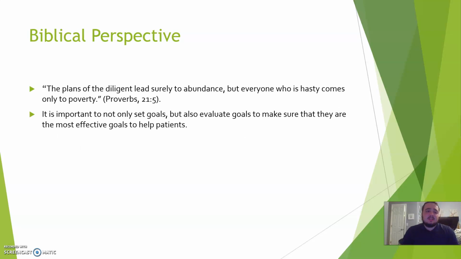The biblical perspective. The plans of the diligent lead surely to abundance, but everyone who's hasty comes only to poverty. Proverbs 21:5. It is important to not only set goals, but also evaluate goals to make sure that they are the most effective goals to help patients. We must always be looking to improve what we've done so that we can hopefully work towards the abundance and not the poverty in patient health outcomes.